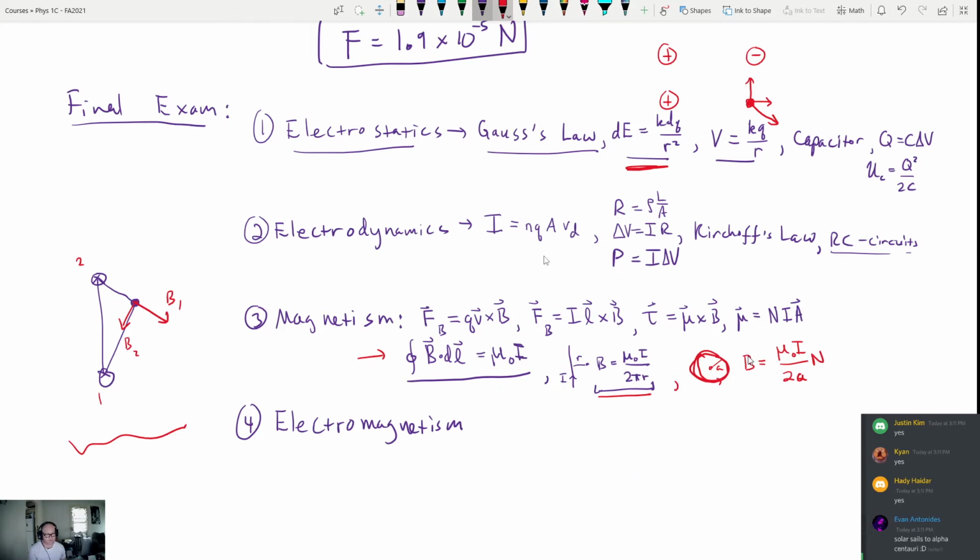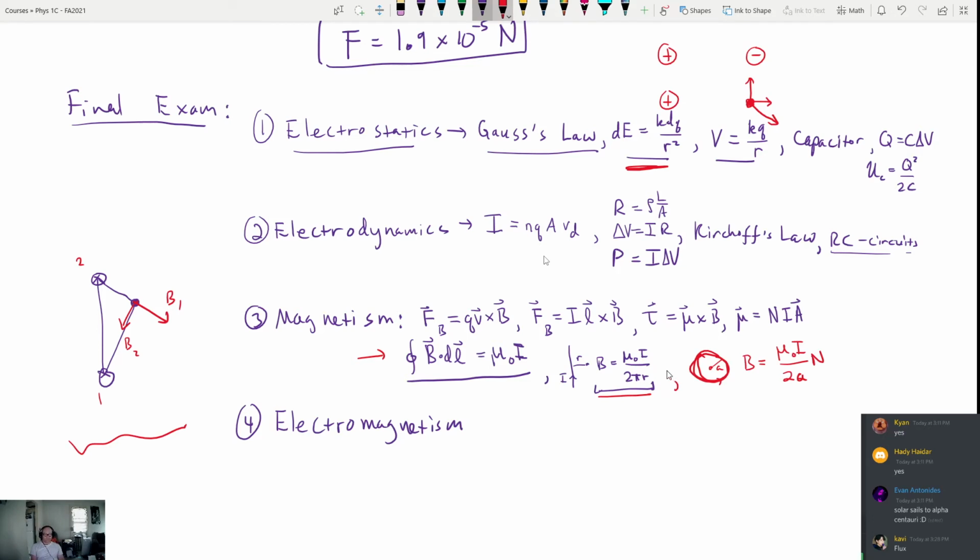What else? So that's sources of magnetism. We also learned about the Biot-Savart law. I'm not going to write that down. We learned about magnetic flux, the force between parallel conductors, and Ampere's law. Yeah, so that covers everything.